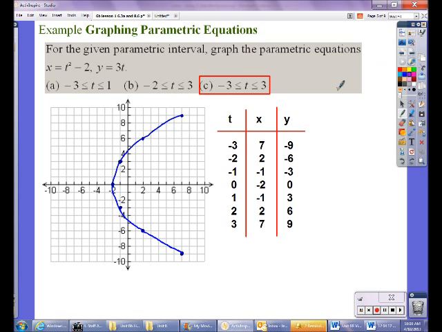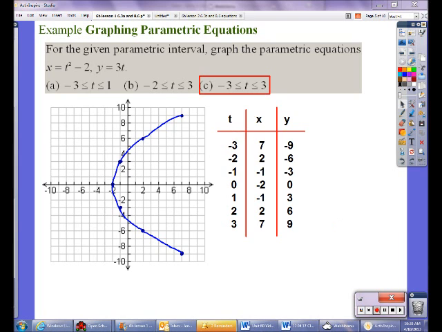Please note that for none of these am I extending beyond and putting those little arrows, because I have this interval and I'm only graphing within that interval. I'm not going beyond those t values, so there will not be those arrows.